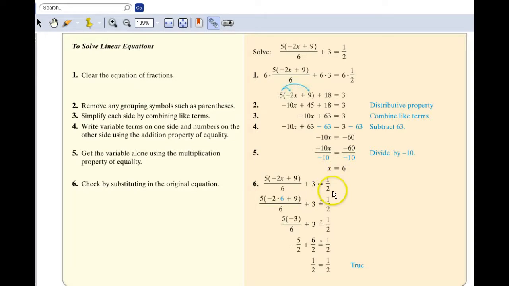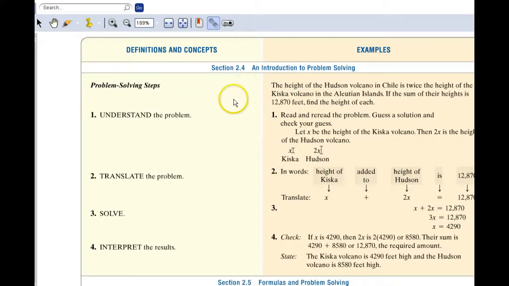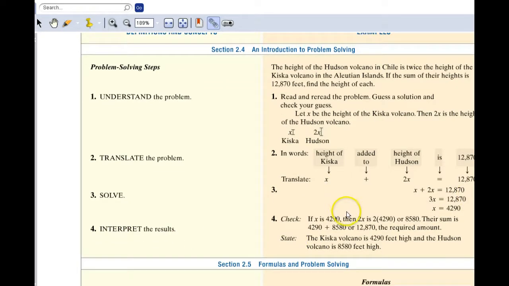And you would check if that solution is true by putting it into the original equation and seeing if you end up with a true statement. So when we have word problems, again, we want to read it and reread it. We want to translate the English into an algebraic equation, solve it, and then we interpret our results.